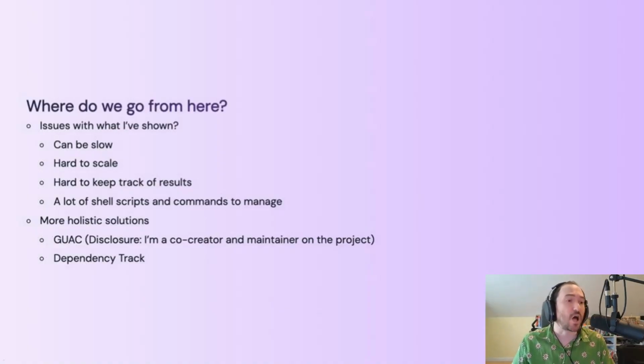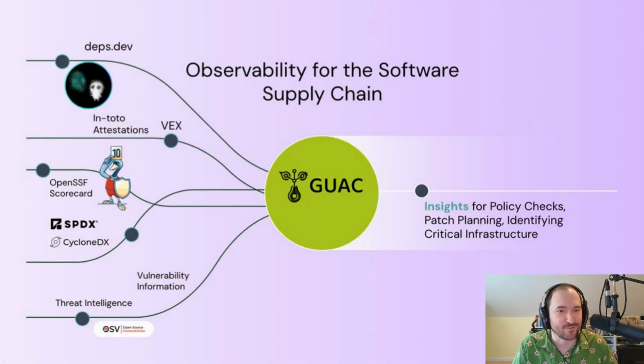And there's other solutions that are out there. Tools like Guac, which I'm a maintainer of, and we'll talk about in a second here. And there's other tools as well, like Dependency Track, right, which is an OWASP project that can also keep track of your SBOMs and provide you better insights into your supply chain over time and that sort of stuff. So let's go into Guac here. So what is Guac for folks who are not super familiar?